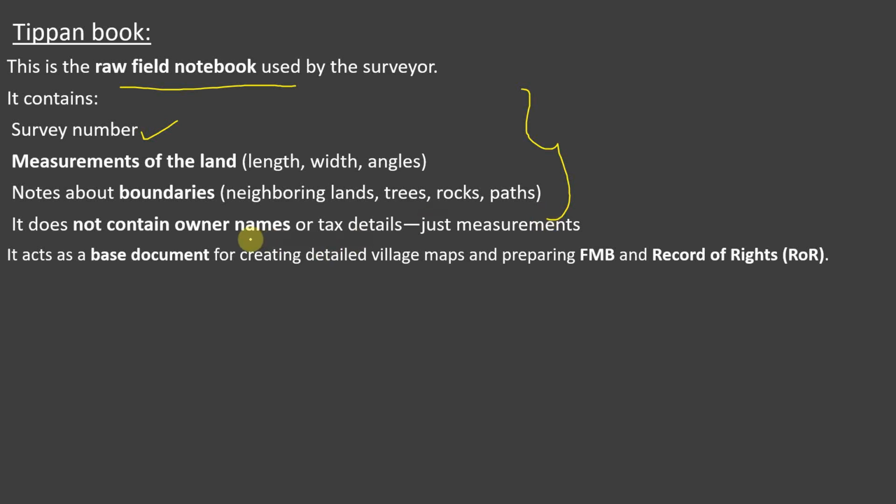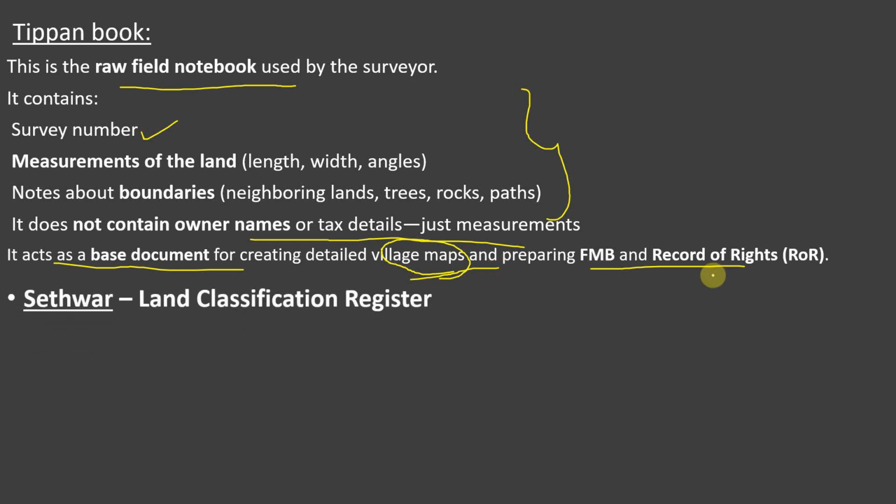All this information is recorded in the Tippan book by the surveyor. It does not contain owner names or tax details. It just contains the measurements of the land. It acts as a base document for creating the detailed village map and preparing FMB and record of rights. We can understand it like this: the Tippan book is rough notes, by which the main or fair documents are prepared, that is the village maps or FMB and record of rights.